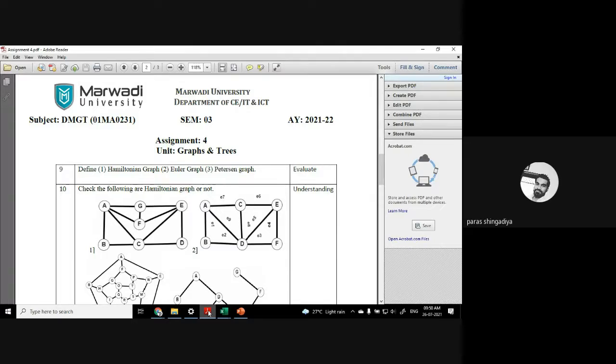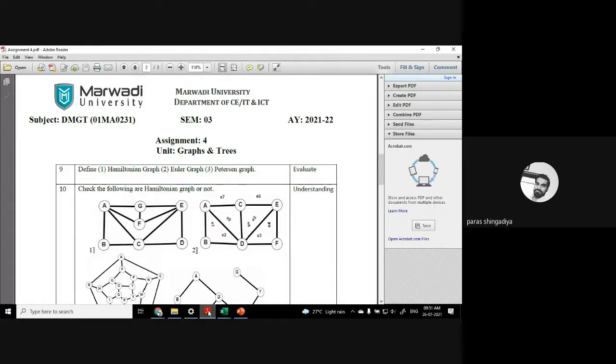Okay, the next question is question number 9. Define Hamiltonian graph, Euler graph, and Petersen graph. You have to write the three definitions, with an example. For the Petersen graph, there is no such definition, but we just draw its graph only.